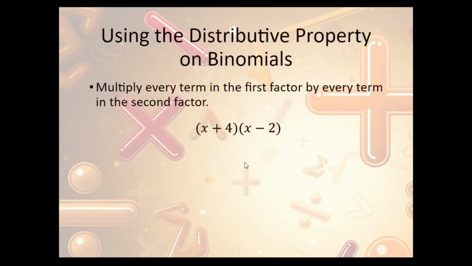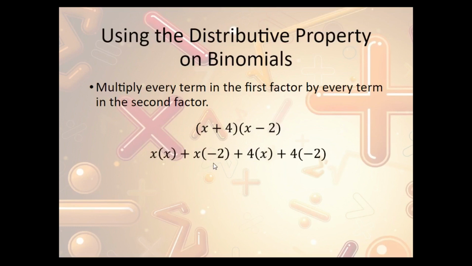So the easiest rule is multiply every term in the first one by every term in the second one. Pretty simple. So we take x and multiply it by x. We take x and multiply it by negative 2. Then that's all it for the x's. Now we do the 4. So 4 times x and then 4 times negative 2.